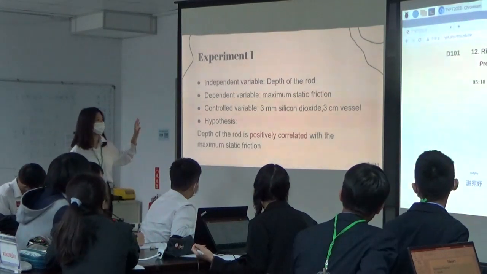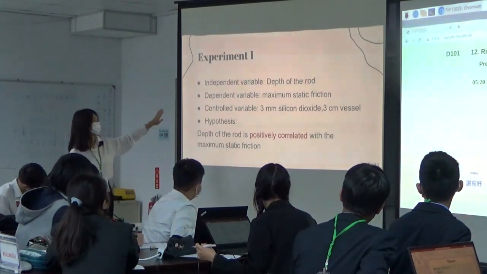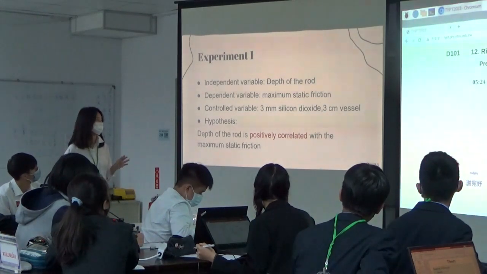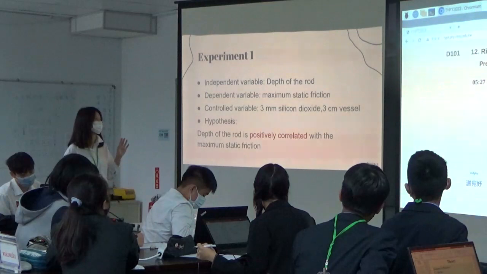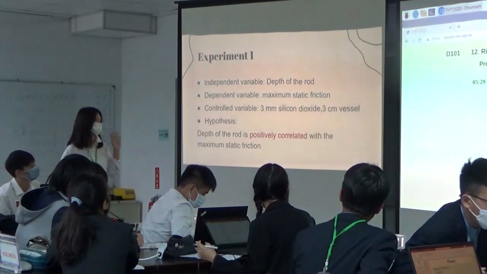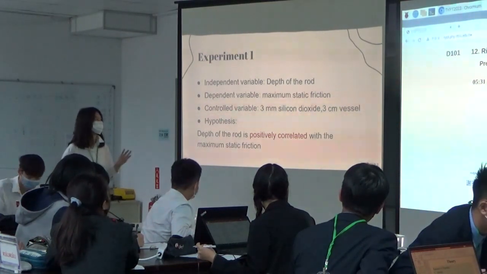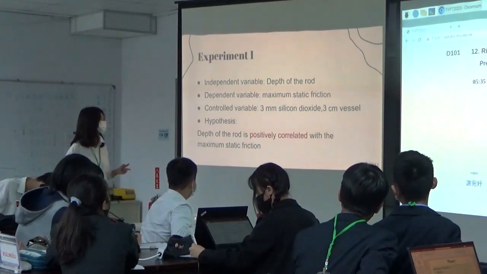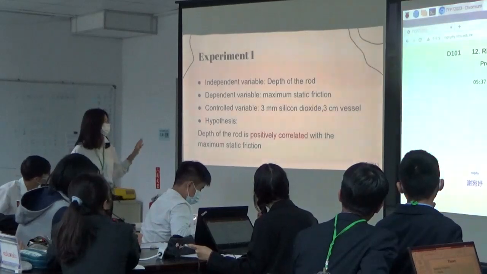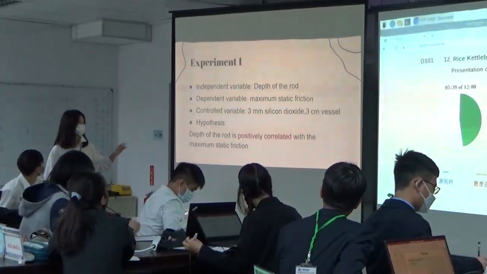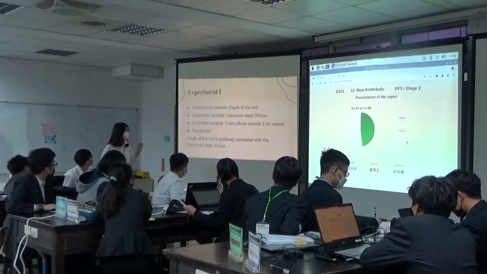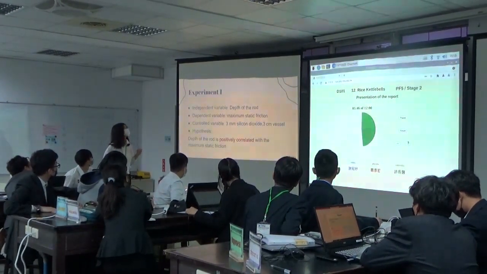For our experiment 1, the independent variable is the depth of the rod, the dependent variable is the maximum static friction, and the controlled variables are the 3 millimeter silicon dioxide and a 3 centimeter vessel. Our hypothesis is that the depth of the rod is positively correlated with the maximum static friction.